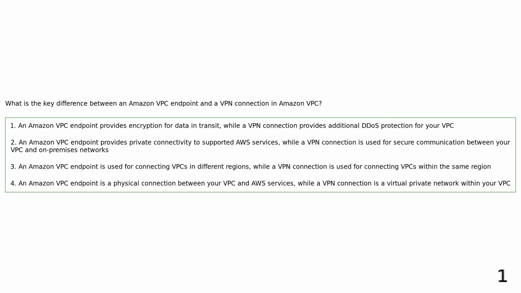An Amazon VPC endpoint is used for connecting VPCs in different regions, while a VPN connection is used for connecting VPCs within the same region. An Amazon VPC endpoint is a physical connection between your VPC and AWS services, while a VPN connection is a virtual private network within your VPC.